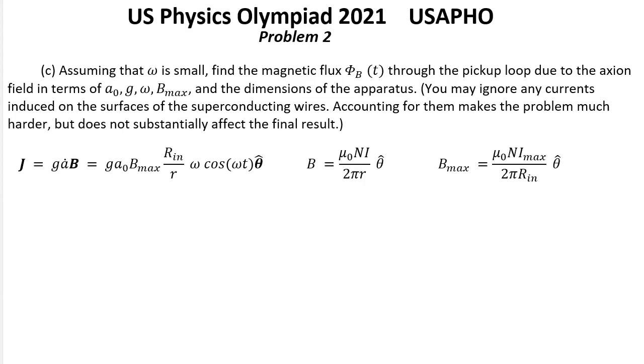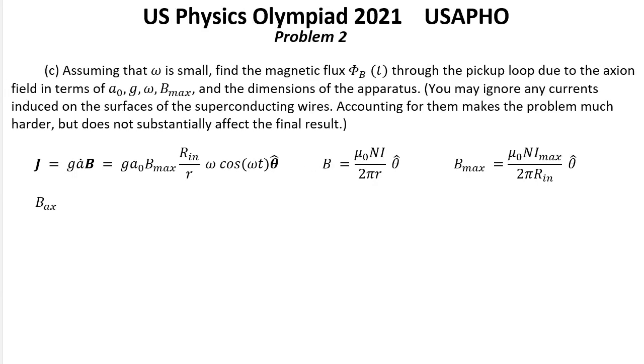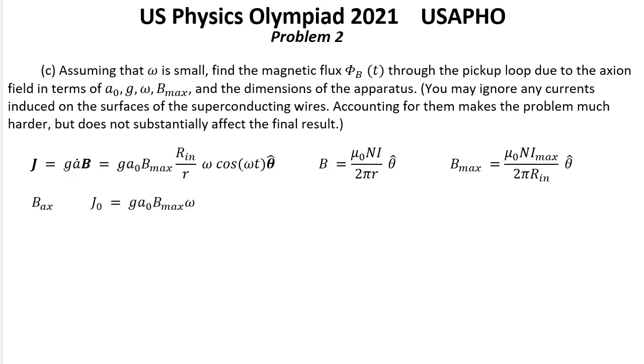The effective current J equals g A dot B from definition, which is equal to this expression due to previously found B and B max. So the resulting field is like that of an array of concentric solenoids where we may neglect fringe fields because h is much greater than R out. Therefore the axion produced field B_a inside the pickup loop is uniform. For simplicity we define J0 equal g A0 B max omega.